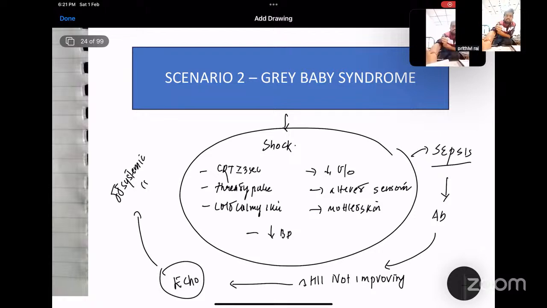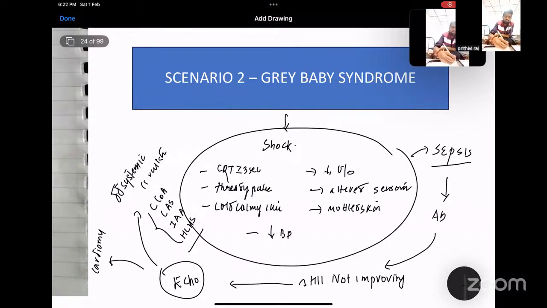What are the duct dependent systemic circulations you know of? Critical coarctation of aorta, critical aortic stenosis, interruption of aortic arch, and hypoplastic left heart syndrome. So these are the four important causes of duct dependent systemic circulation. Another is cardiomyopathy and cardiac tachyarrhythmias. So these are a few examples of how to approach any case of gray baby syndrome.